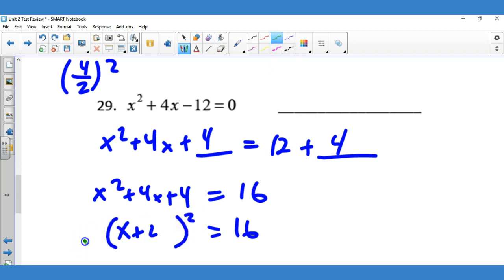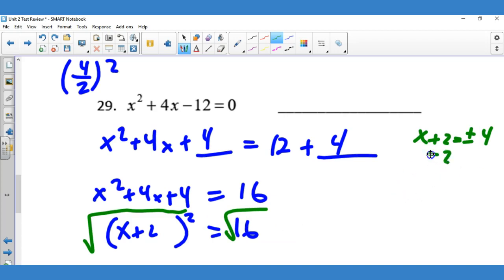Now we want to get rid of that square, so we're going to square root both sides. We have x plus 2 equals plus or minus 4 because the square root of 16 is 4. Then we subtract 2. So we have positive 4 minus 2, and we have negative 4 minus 2. So there's our two solutions.